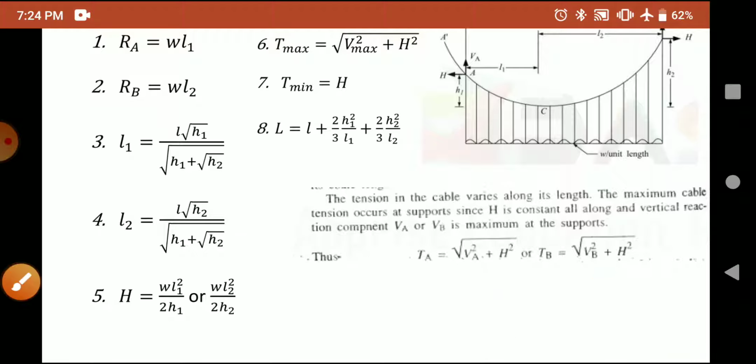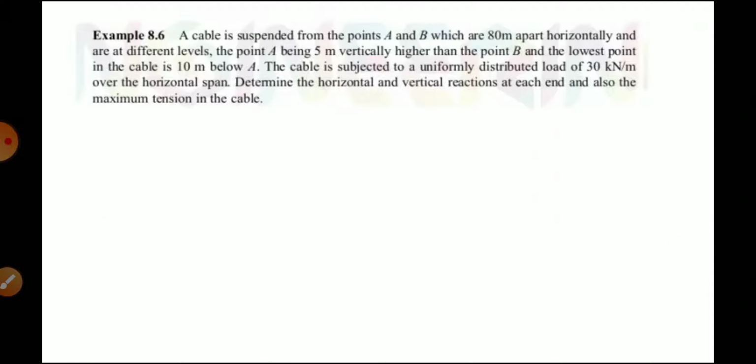So in the previous cases, the values of reactions were the same. That is, the reaction at RA and the reaction at RB were both the same. So there was no need of confusion to take which is a maximum. We just took the reaction at the support as a maximum. But in this case, that is when we have supports at different levels, first find out the values of RA and RB. Check which is greater. And the greater among them has to be substituted to find out the maximum tension force exerted on the cable.